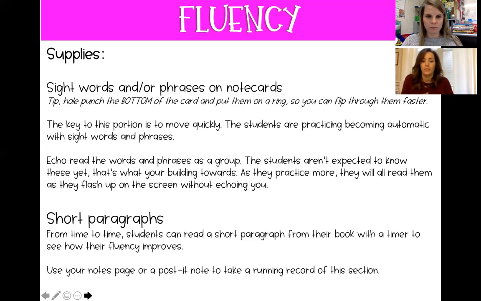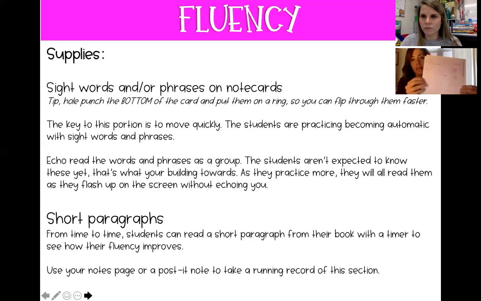So from time to time, your students can read a paragraph either that you've printed from somewhere, or it can even be something from their book. Maybe choose a page in the very back of their book, and every week or so, maybe you set a timer and see how fast they can read that page.